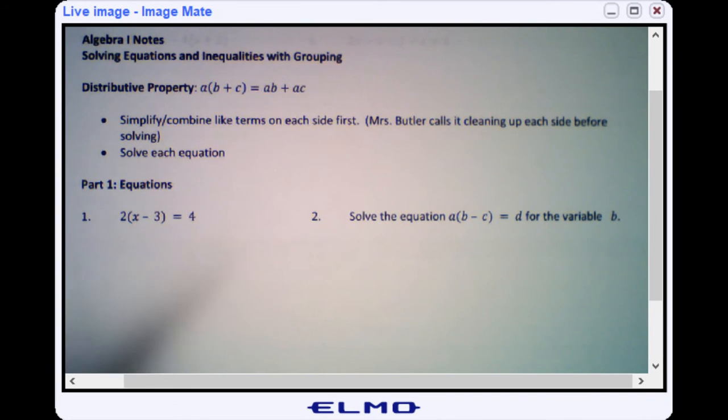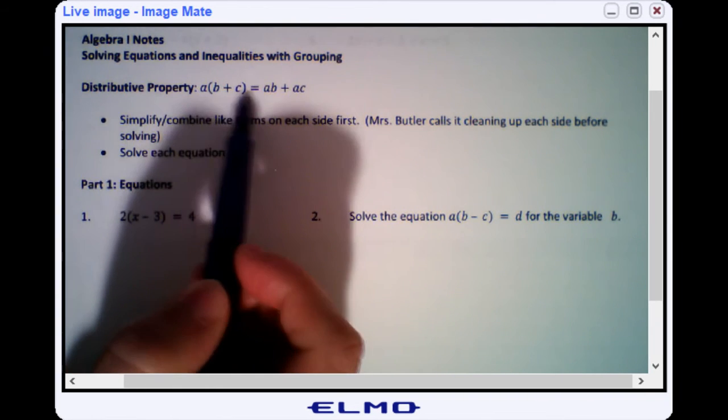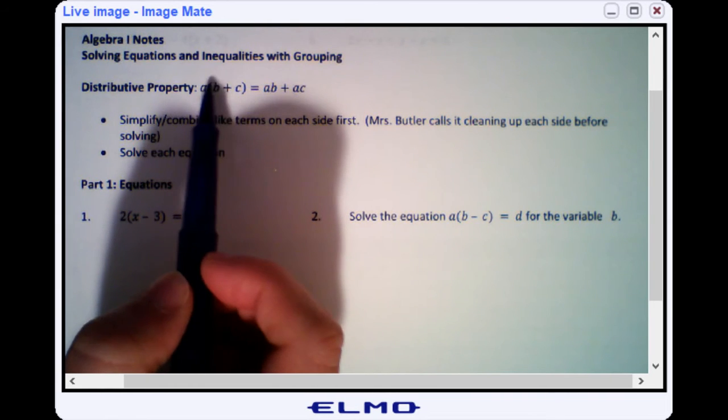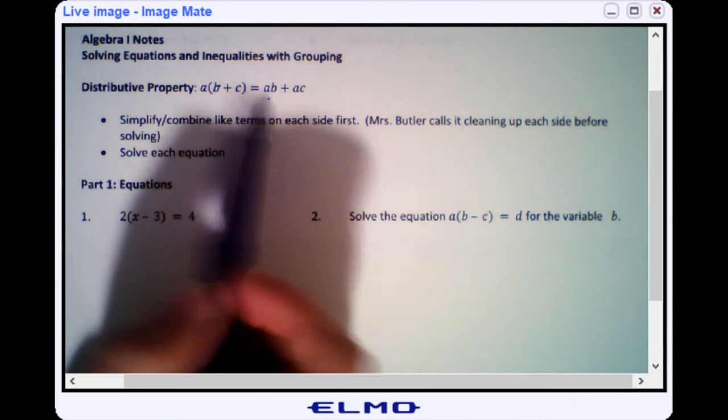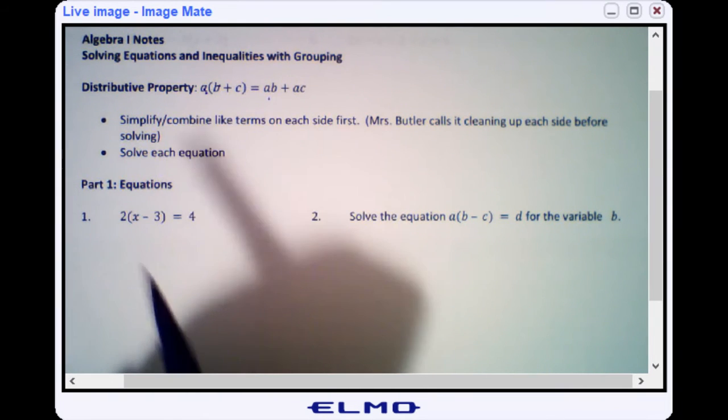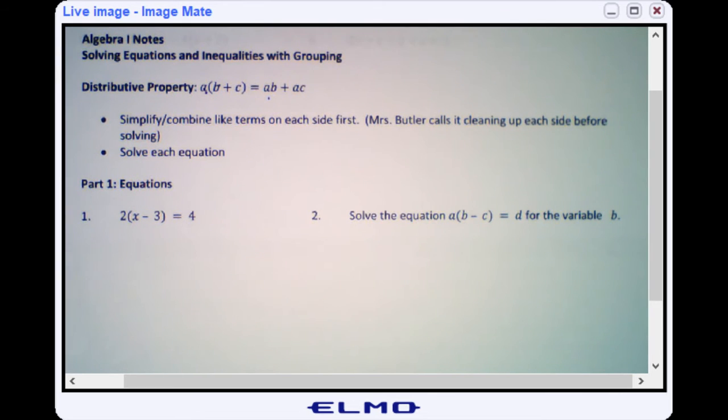That just means if I've got something on the outside, I'm multiplying everything on the inside by that number or term. So I do A times B, which would give me AB, or A times C, which would give me AC. Those would be our literals. Whenever we're solving equations, we're going to simplify or combine like terms on each side first. Mrs. Butler calls it cleaning up each side before solving, and then we're going to solve each equation.